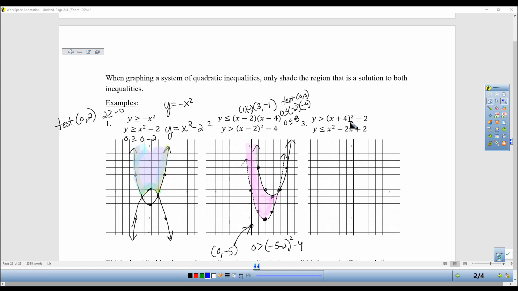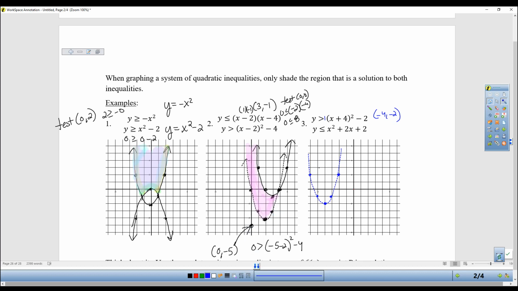So the top one is just the way we like it. It is in vertex form. The vertex is (-4, -2), and the A is just 1. So from my fake (0, 0), I can do 1, 1, 2, 4 in the other direction, 1, 1, 2, 4. I am going to have to make it dashed. So it looks like this.